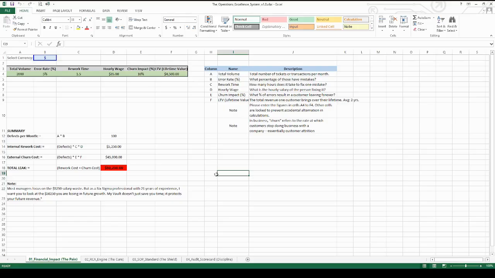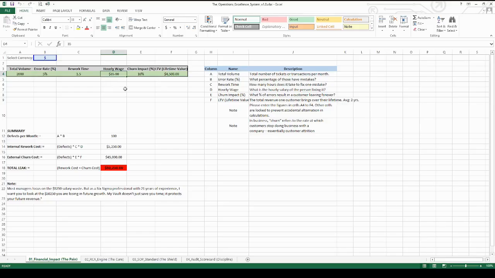Let's look at the math running on a standard mid sized campaign. Say your team handles a total volume of 2000 tickets or transactions a month. Your quality floor is sitting at a decent 95% accuracy, meaning you have a stable 5% error rate. It takes about an hour and a half of rework time to fix a mistake at an hourly supervisor or specialist wage of $35. Most operations managers stop right there.